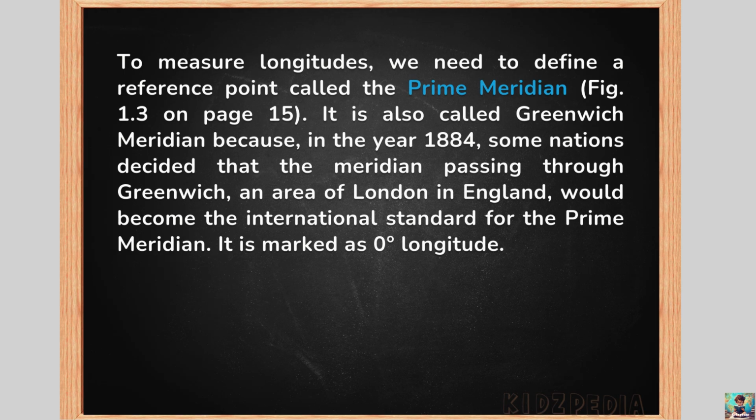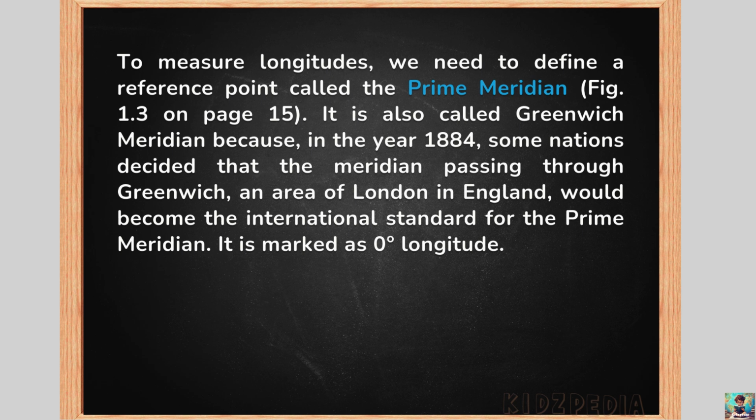To measure longitudes, we need to define a reference point called the prime meridian. Figure 1.3 on page 15. It is also called Greenwich meridian because in the year 1884, some nations decided that the meridian passing through Greenwich, an area of London in England, could become the international standard for the prime meridian. It is marked as 0° longitude.